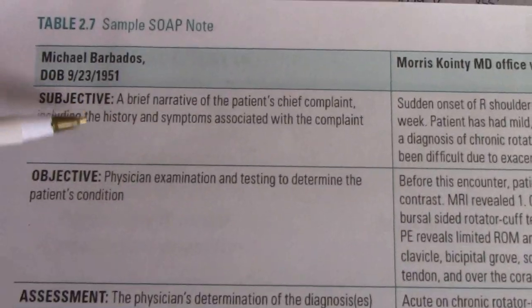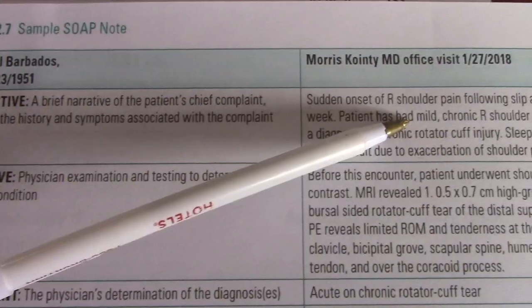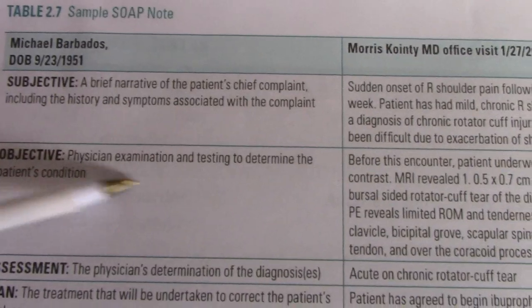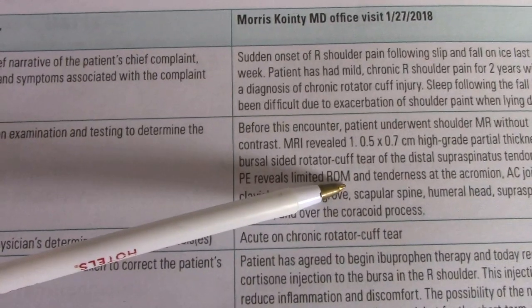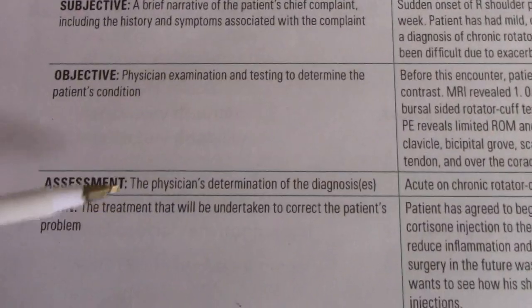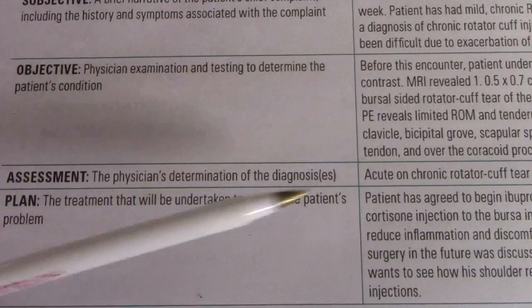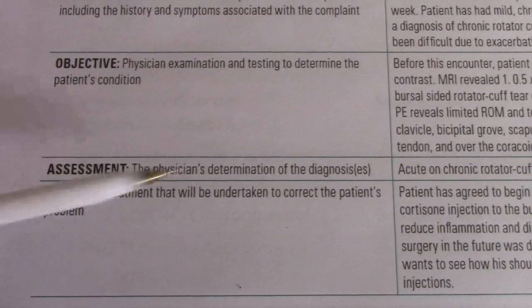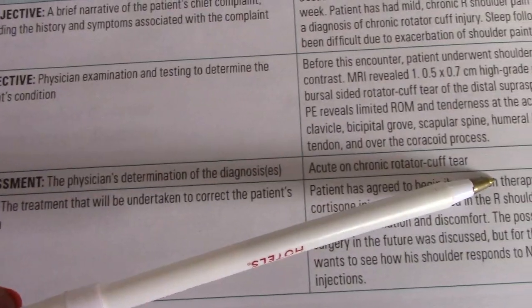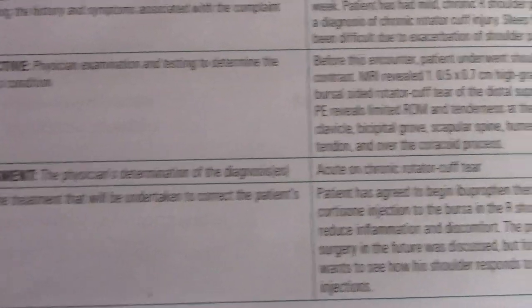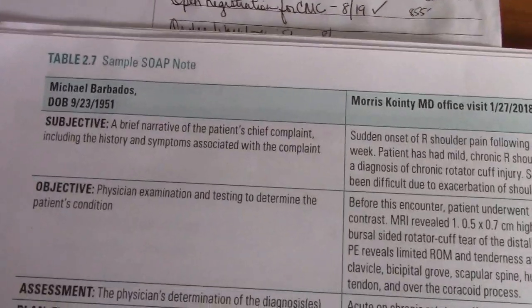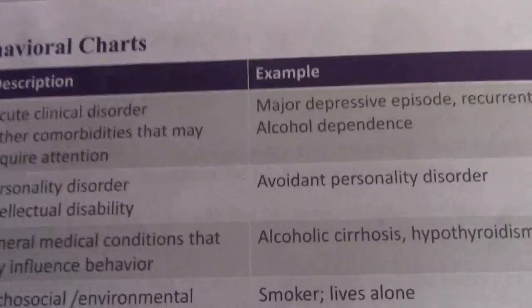So you see how it went from subjective, hurt shoulder falling, objective, physician ordered lab tests, and assessment, based on the results and the patient's complaint, what does the physician think is wrong, acute on chronic rotator cuff tear, and then the plan, how he's going to resolve it. Boy, we wish we could get physicians to document like this.